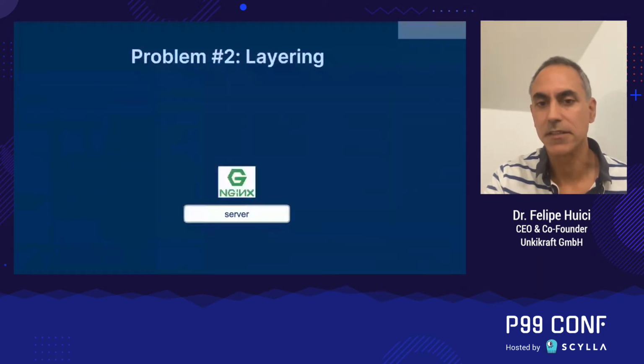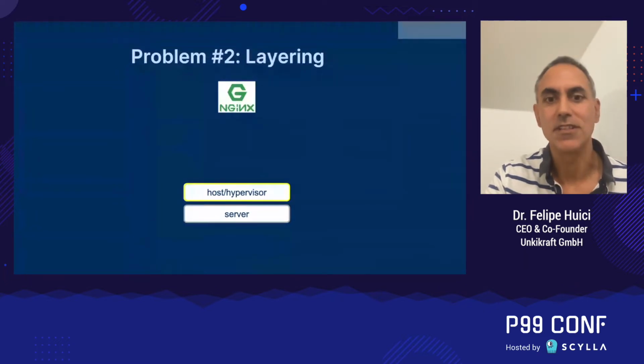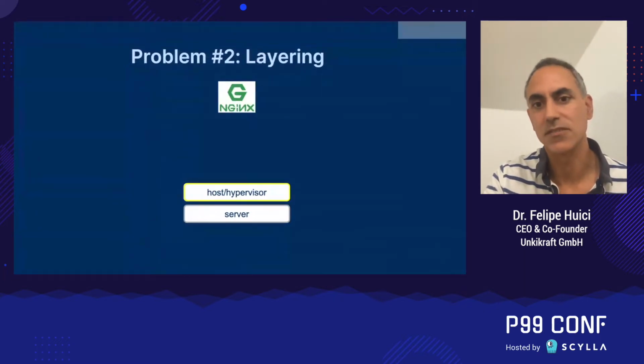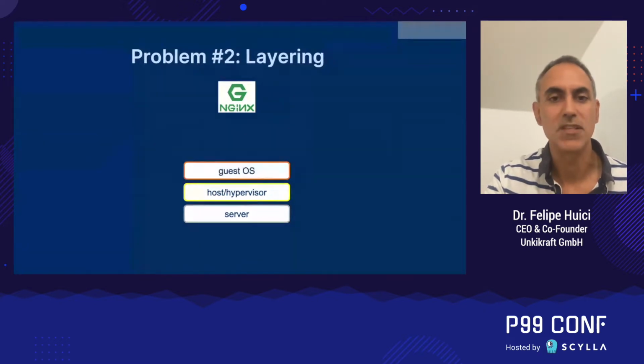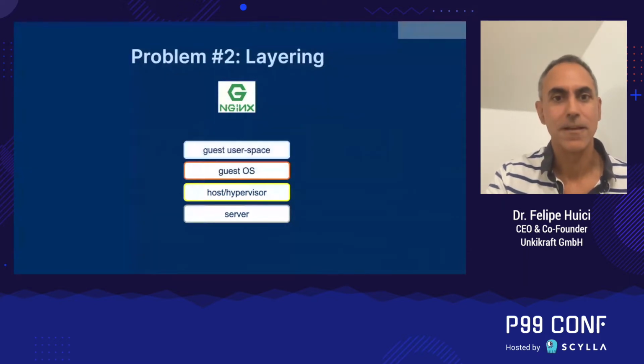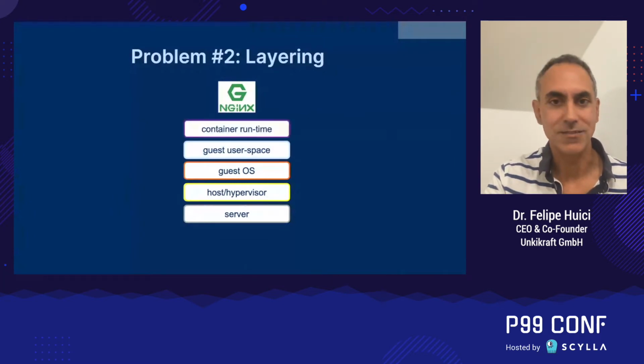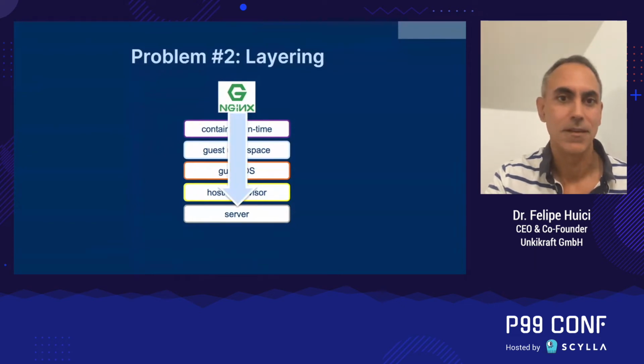The second problem is layering. What you'd like is something like this. You want your application to run as close to the hardware as possible. Of course, you're on the cloud, so you need a hypervisor to isolate the different tenants, or maybe the different microservices within the same tenant. So that means you're going to have a virtual machine, which means there's going to be a guest operating system, there's going to be user space, and for good measure, let's throw in a container runtime for management, and then your application on top. And by the time your application wants to talk to the outside world, it has to get through all of these layers, which is quite inefficient.